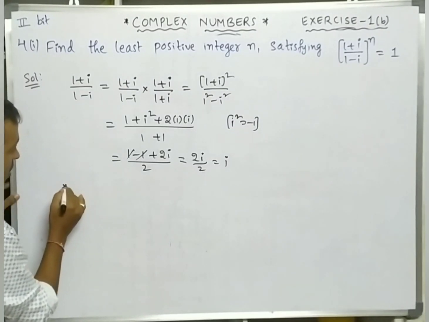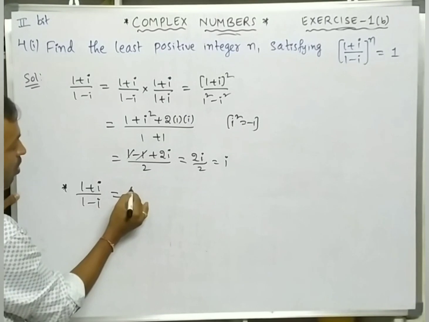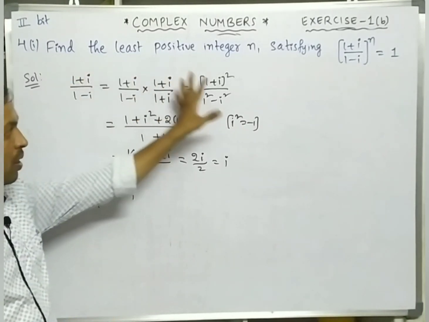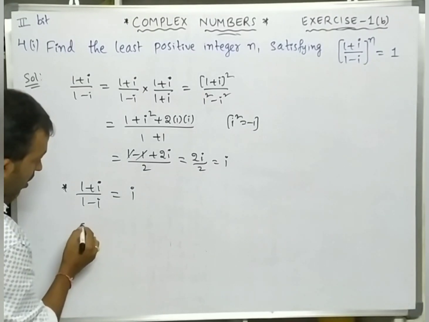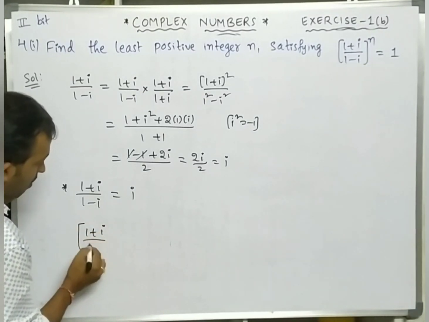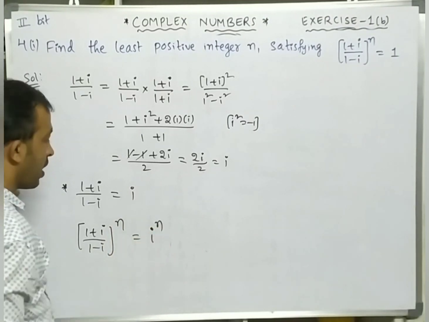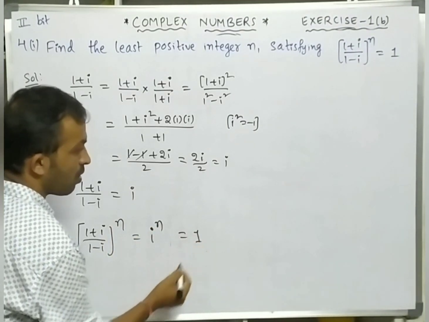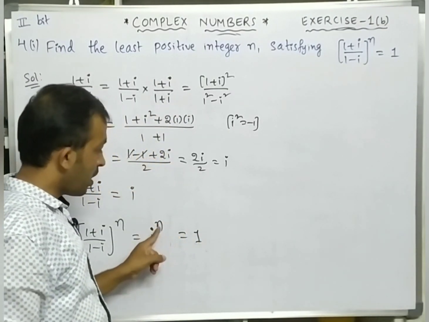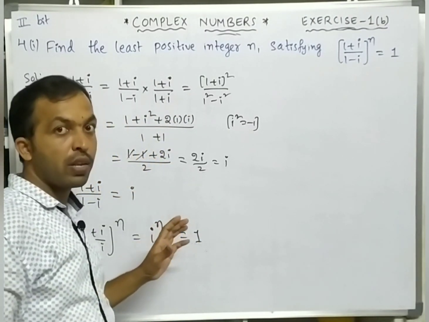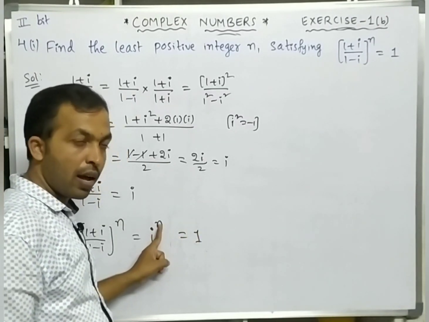So remember, (1 + i)/(1 - i) value is how much? i. This is the simplification: (1 + i)/(1 - i) = i. So [(1 + i)/(1 - i)]^n is equal to i^n, which should be 1. For the least positive integer, n starts from 1. i to the power 1 is i.